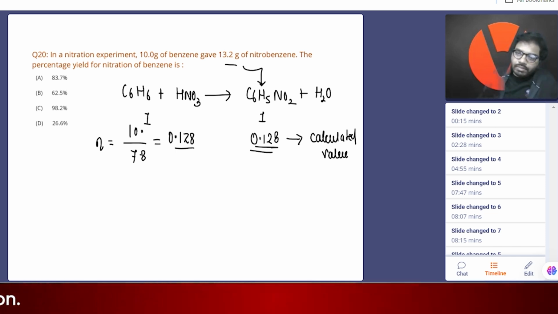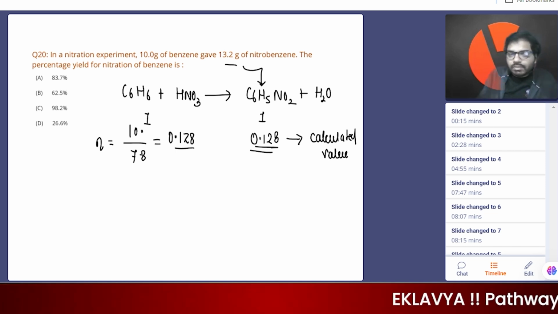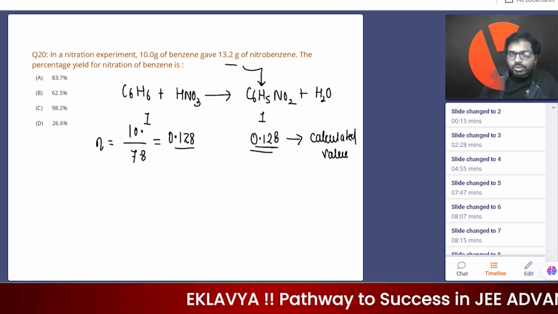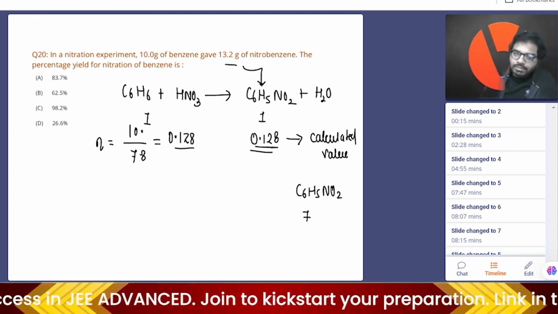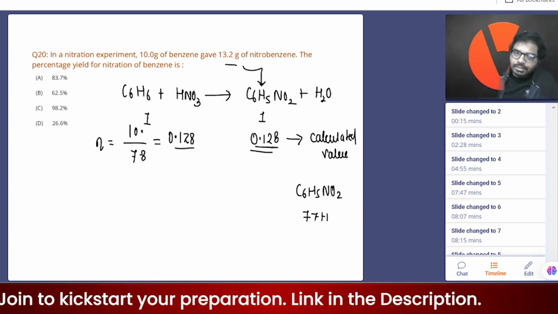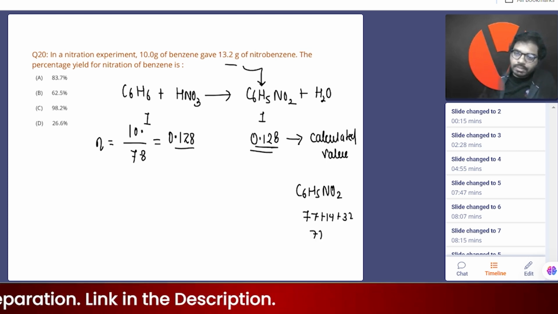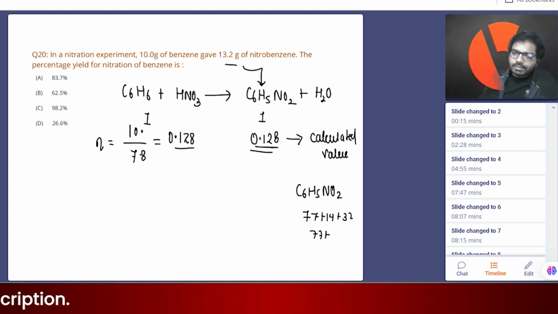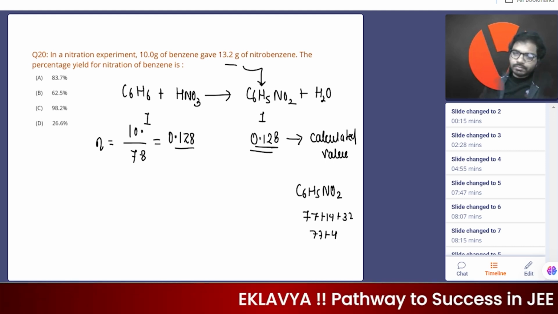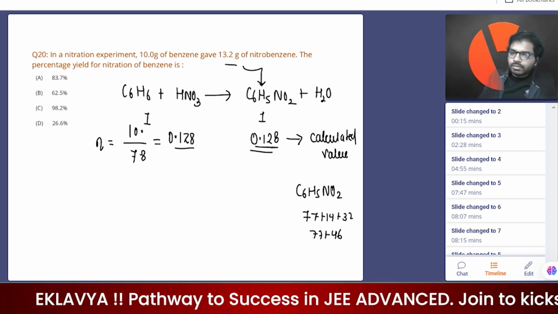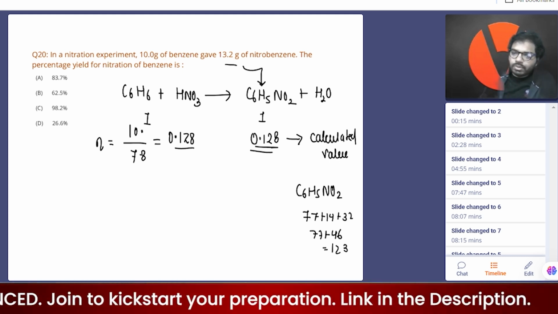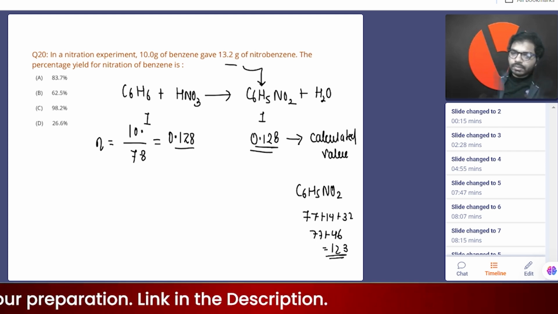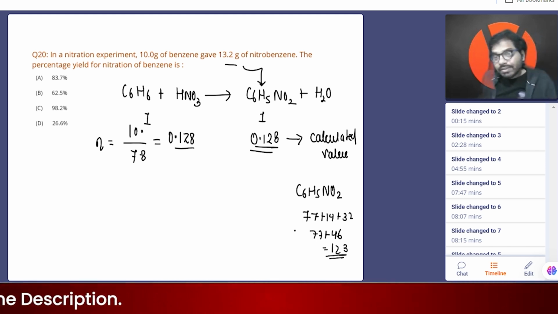The calculated value. Okay, and what is given in the question? So what is the molar mass of the nitrobenzene here? We can easily find out. This will be 77 plus nitrogen 14 plus 32, so 77 plus 46. It will become almost 123. So 123 will be the molar mass of the nitrobenzene.